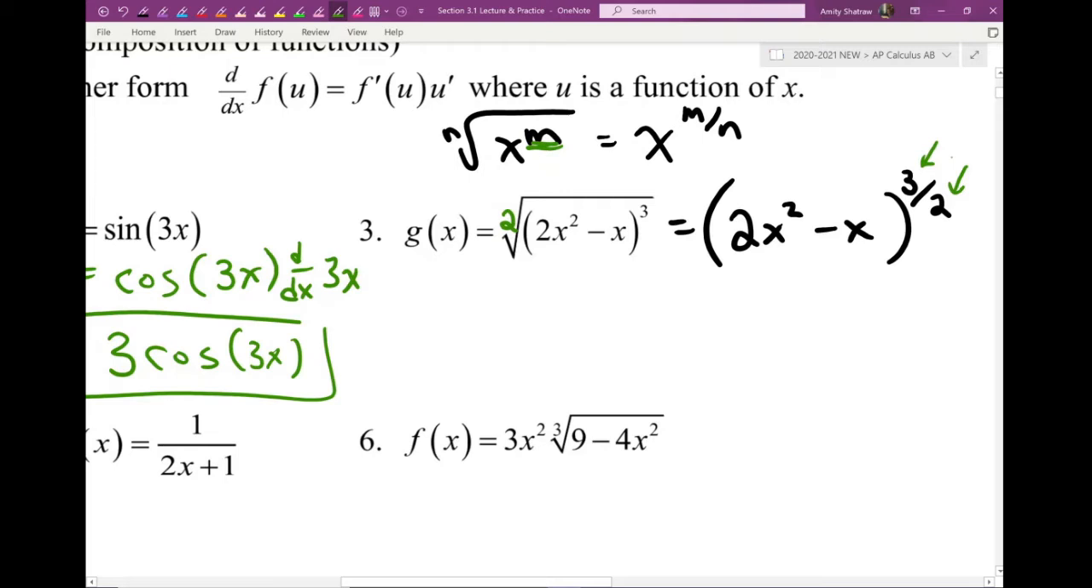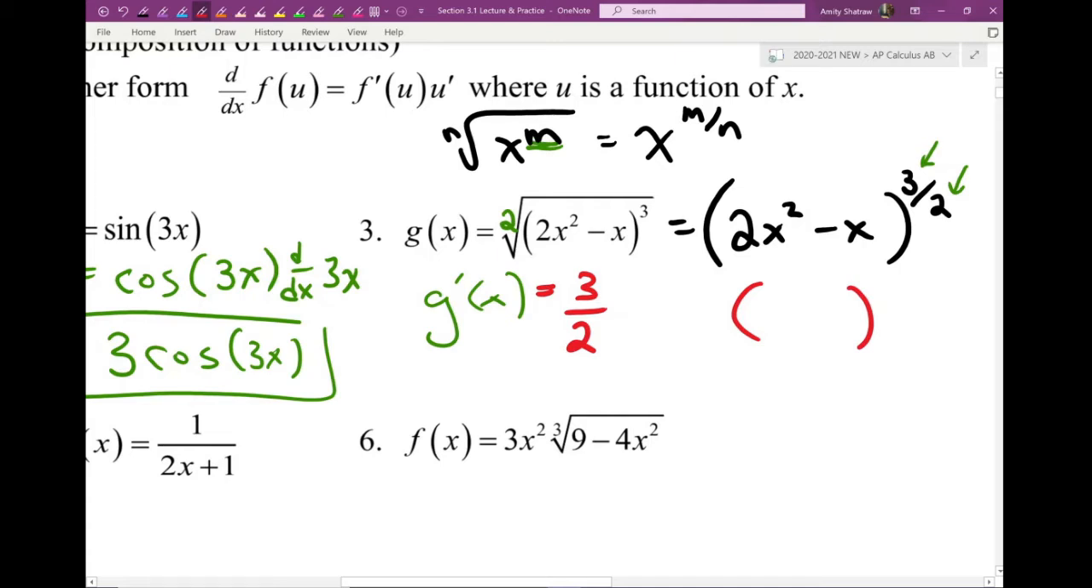Now for g of x then, I have defined it in such a way that I really only see 2 functions now. I see the 3/2, and I want that to come out in front. Remember what we said about powers. Bring it down, out in front. That's step 1. Don't forget to write that power being reduced by 1.